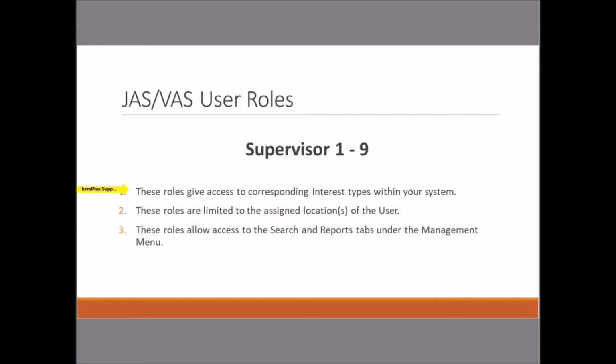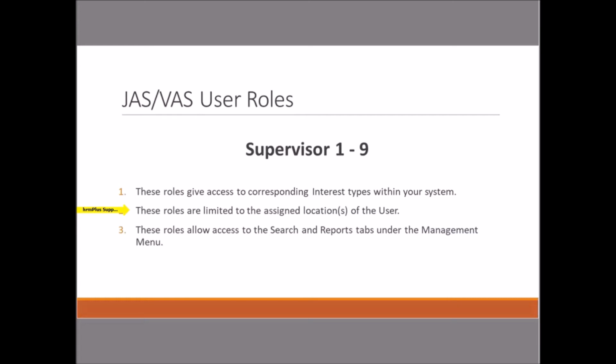Hopefully that makes sense. The other thing to remember when you're dealing with the supervisor roles is that they're limited to the assigned location of the user. So as an example, I've got Joe Smith, and he works at the high school, and he has supervisor 1. He's only going to see certificated applicants that apply for jobs that are assigned to the high school. We do give you the ability to give people up to 3 locations. So technically, if he was at the high school and the middle school, he could see both middle school and high school jobs.